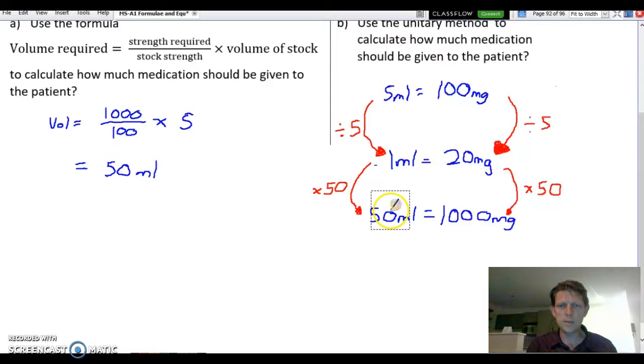And you can see that the method is the same. This way seems more complicated, but it's an easier process to remember than trying to remember a formula. But whatever works for you will work, unless you're asked to do it a specific way.